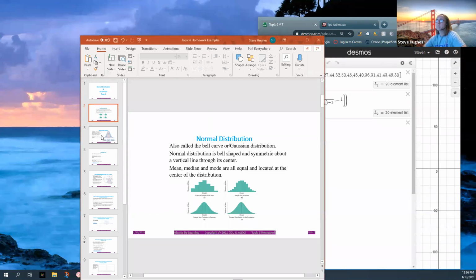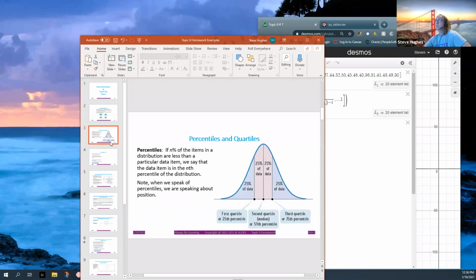So as we continue, we're going to talk about percentiles. Remember, right in the center is the mean, median, and mode if it is a normal distribution. If this is not a normal distribution, obviously they're not all in the same place. But with normal distributions, this value right here is the value right in the center of our distribution. It's called the mean, median, or mode.